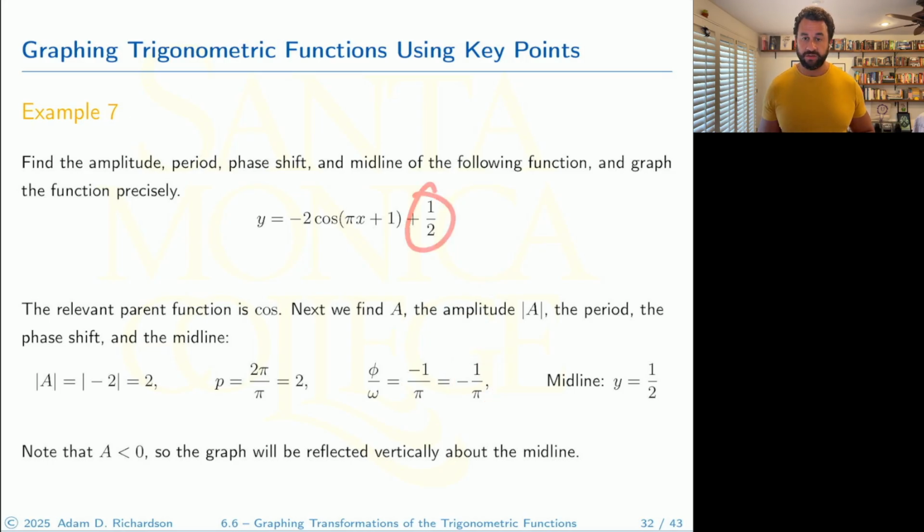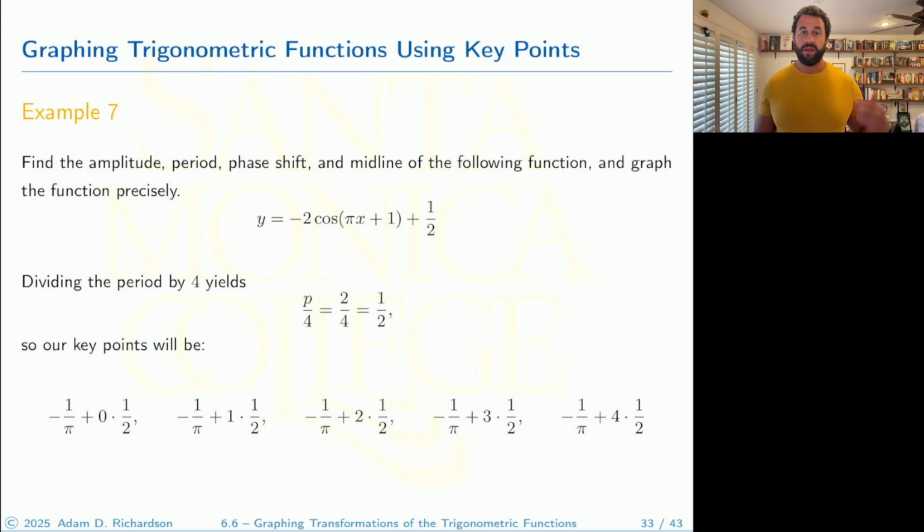There is a vertical shift of 1/2, so our midline is at y=1/2. And because a is negative, our graph is going to be an upside down cosine graph. Normally cosine looks like this. Now it's going to look like this. There we go.